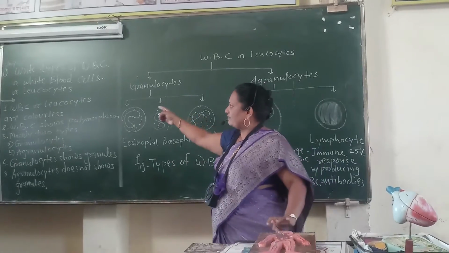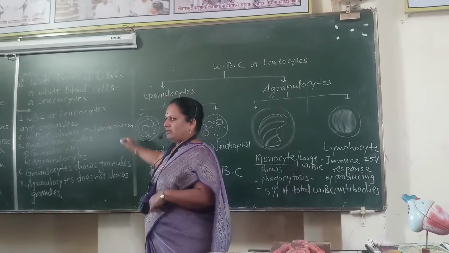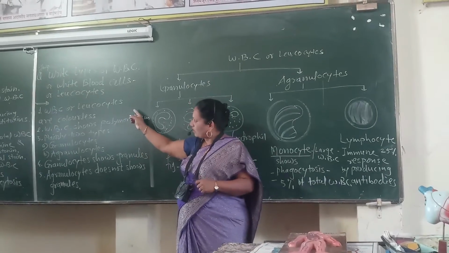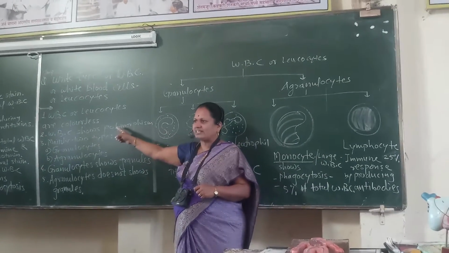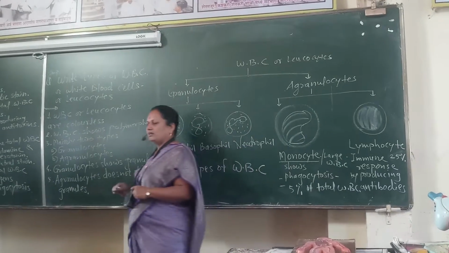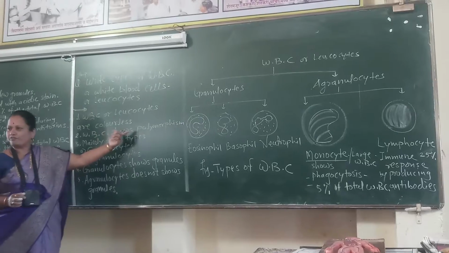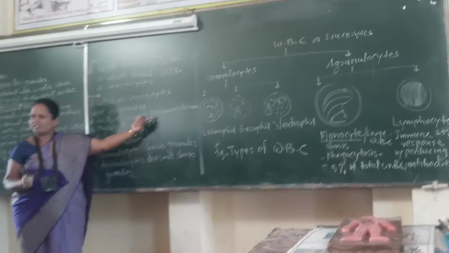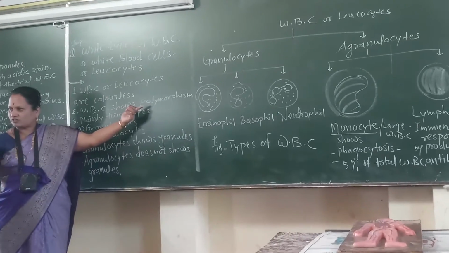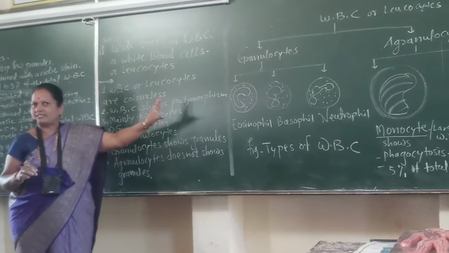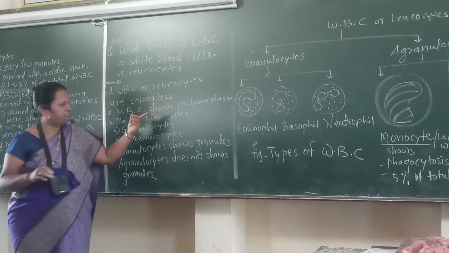Mainly WBCs are divided into two types. WBCs are also called leukocytes or colorless. These are white in color or colorless. WBC shows polymorphism. What is meant by polymorphism? Poly means many. Morphism means external structure. Shape and size is different, therefore polymorphism.